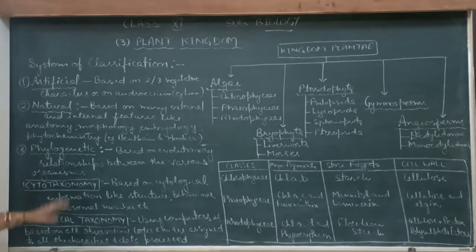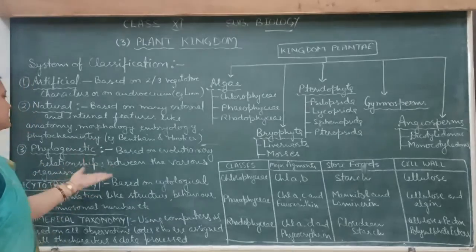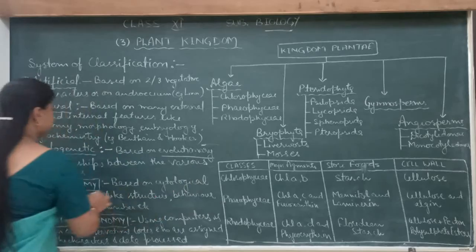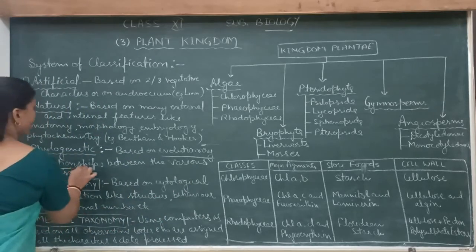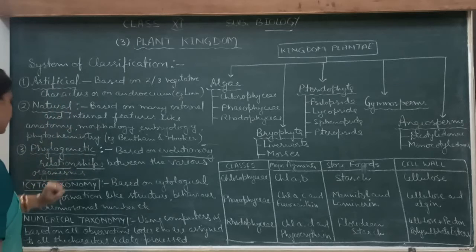And third is phylogenetic classification. Phylogenetic classification is the modern classification which is based on the evolutionary relationship between the various organisms. Okay, so these are the three main systems of classification.